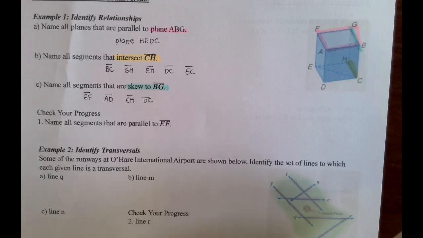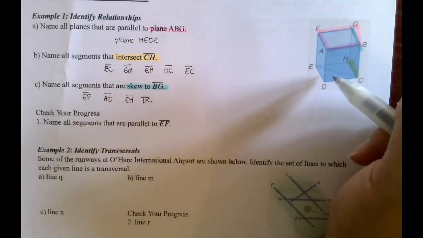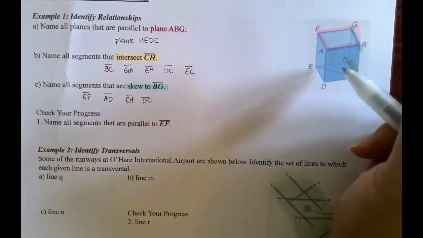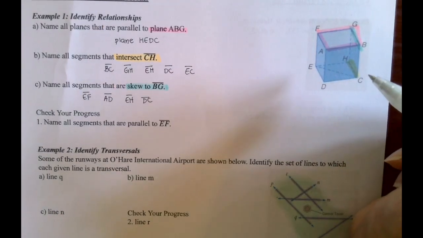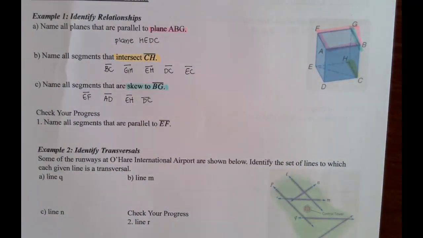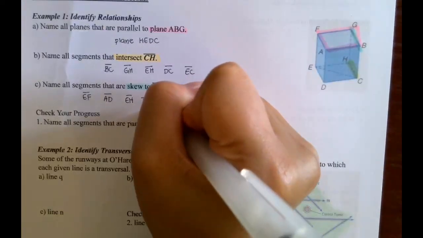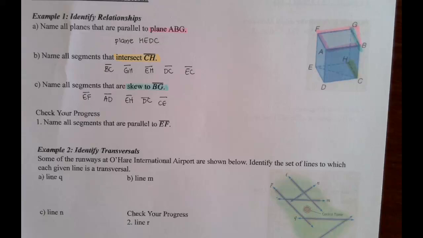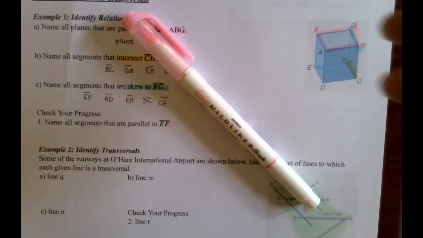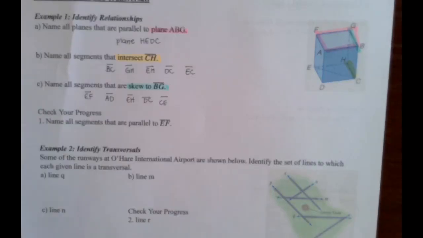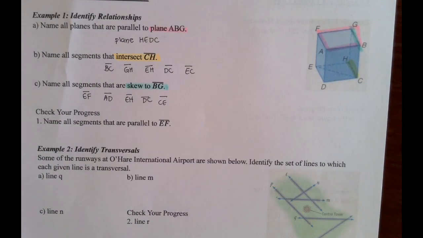I feel like I forgot one, so this, not that one, not that one, no. Okay. And then the last one is this diagonal one here, CE. The reason why is because it's like this, and then GB's up here on top. So skew means they're not on the same plane, but they don't intersect.